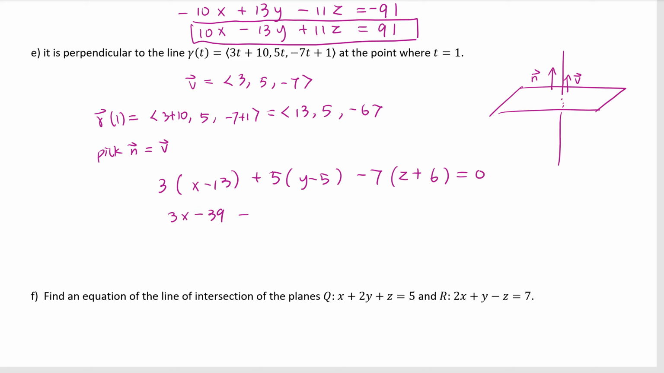3x minus 39, 5y minus 25, 7z minus 42. So 3x plus 5y minus 7z. Okay, so negative 39 minus 25 gives us negative 64. 64 and 42 is 106, but it's negative 106. But when we move to the other side, it becomes positive 106.